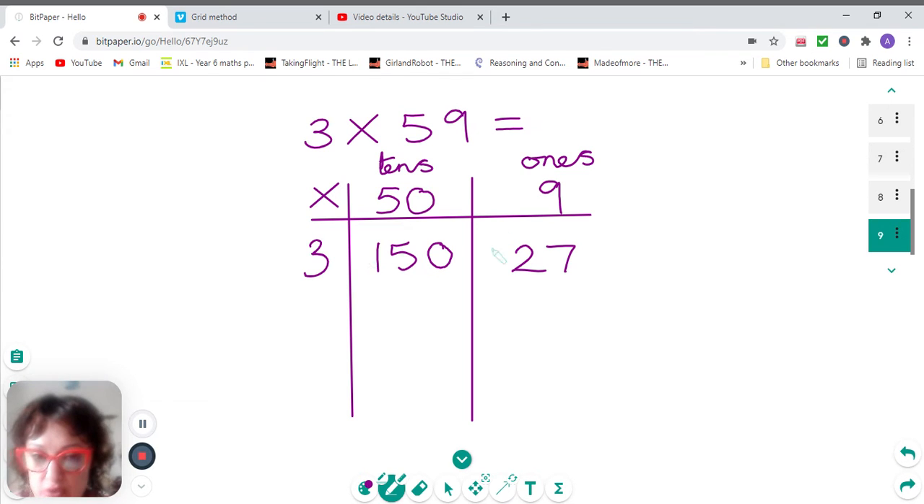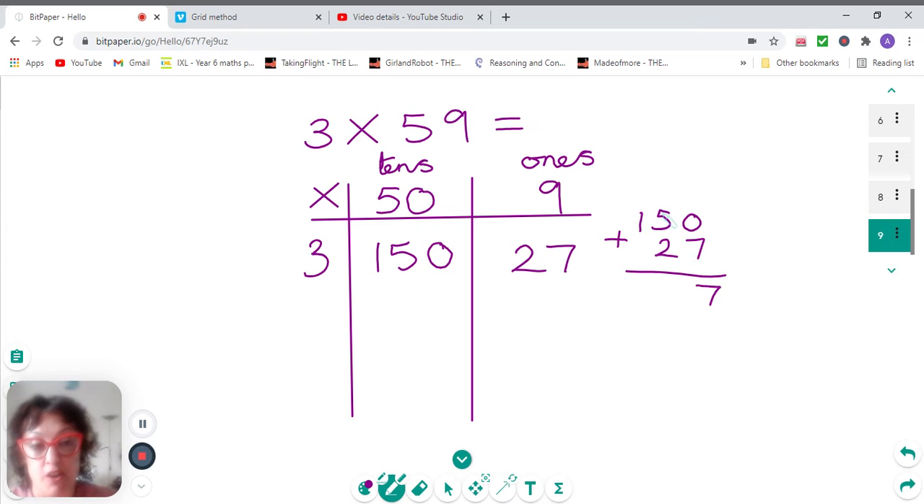Now I can add 150 and 27 in my head without really thinking about it. But just to be sure, I'm going to use the column method to make sure that I don't make any mistakes. So 0 add 7 is 7. 50 add 20 is 70. But I don't always say that or think it. I usually just do 5 add 2. So 5 add 2 is 7, but that goes in the tens column, so it is 70.